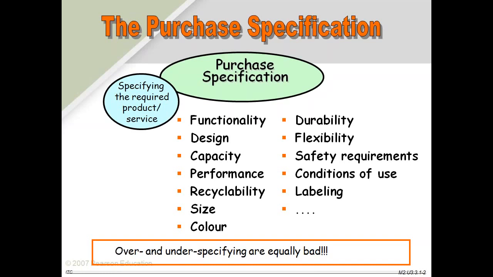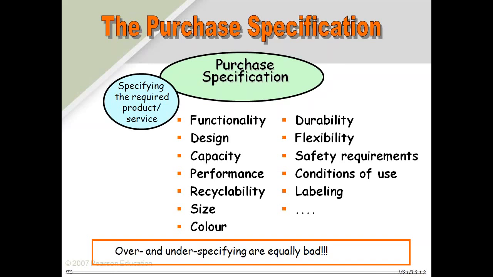The paper alone looks very simple. Just writing a size is not good enough. Just writing a color is not good enough. You need to define many other specifications. The thickness of the paper is also very important. So that shows a very simple item, but one needs to define the functionality, the purpose, the durability, flexibility, the design, the safety requirements, conditions, labeling, recyclability, size, color, all these things.